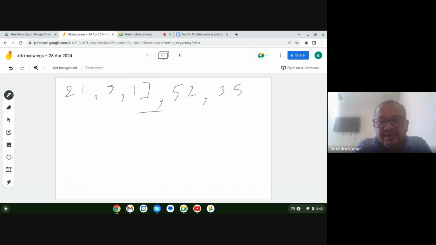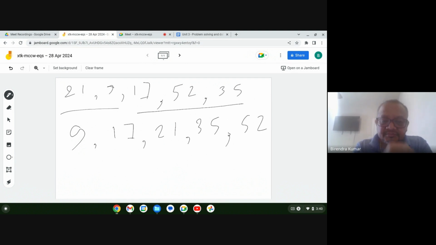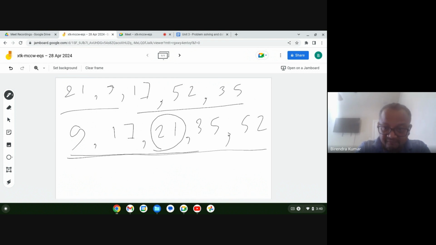you have to find out the median. First thing you will do is arrange them in increasing order. What comes first? 9. Then comes 17. Then comes 21. Then comes 35. Then comes 52. You got the numbers arranged. Now you look at which number is in the middle. You have 5 numbers in total. Obviously, the third number will be the middle number, right? So 21 is the middle number, and that is what will be your median.